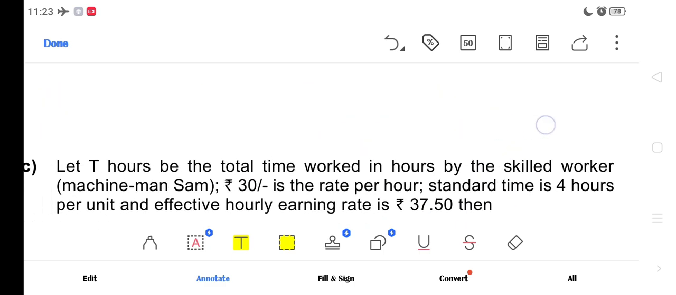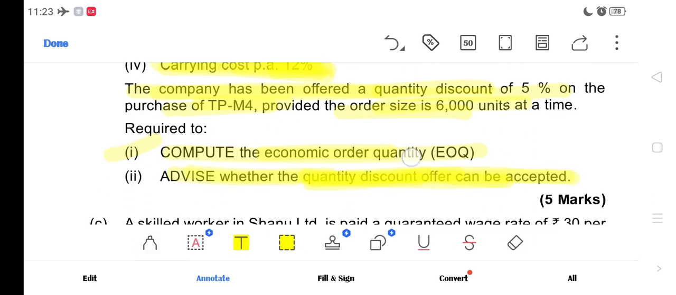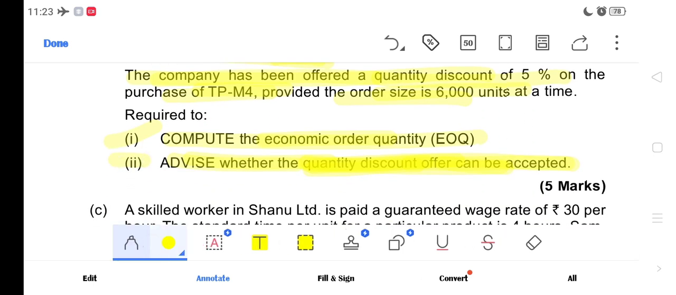They have given the formulas. So tell me, guys, second bit, advise whether the company can accept the quantity discount offer or not. Yes, a big yes, because cost of inventory is low. Okay, now with this we have completed B bit of question number 1, right?